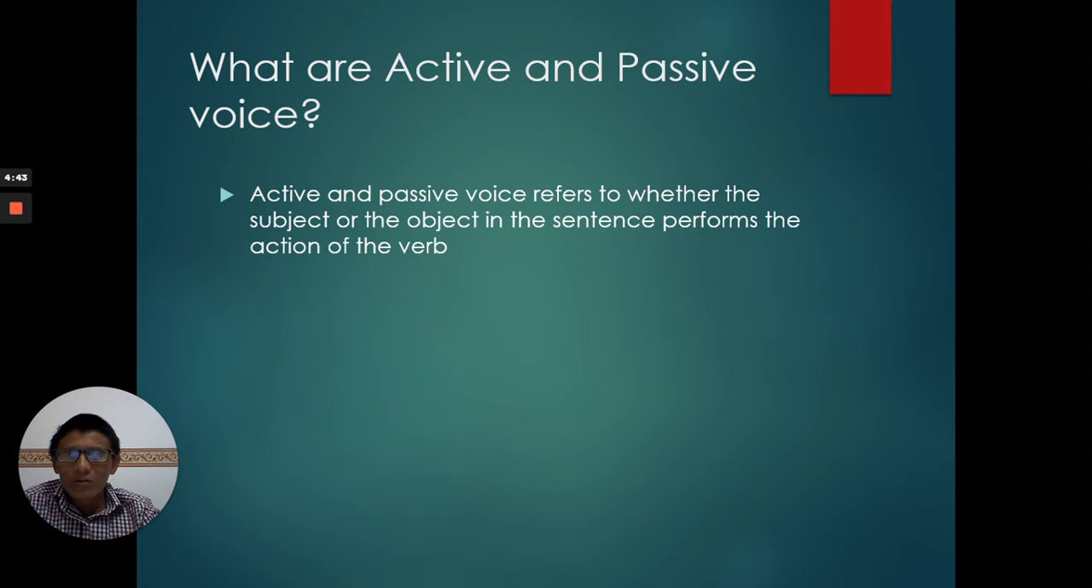First, we are going to define the voices active and passive. They refer to whether the subject or the object in a sentence performs the action or the verb.